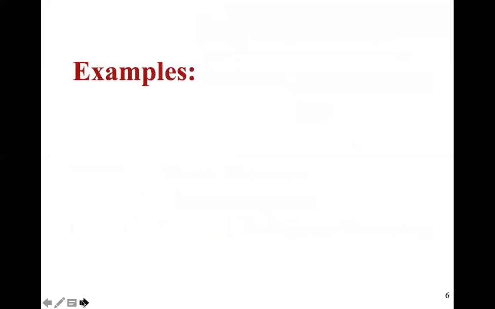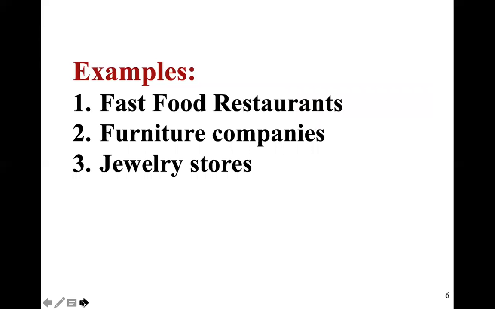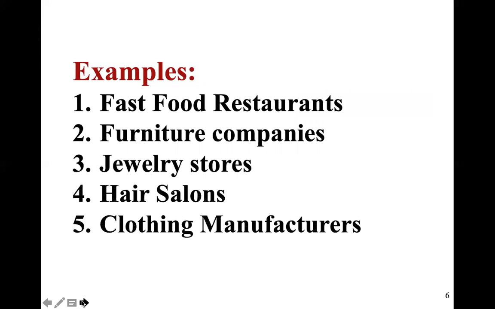So what are examples of monopolistically competitive industries? Fast food restaurants are a great example. Furniture companies, jewelry stores, hair salons, clothing manufacturers. In all these markets, there are dozens, if not hundreds of firms competing. There's lots of advertising. There's slightly differentiated products. And the barriers to entry are relatively low.